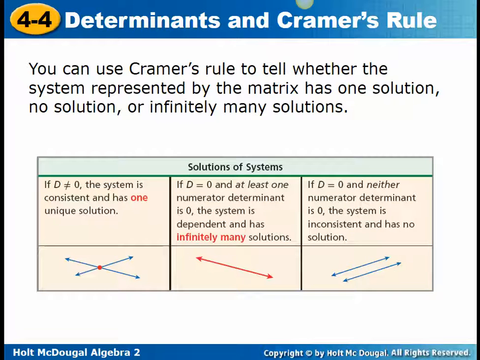Oh, you can also use Cramer's rule to tell whether the system has one solution, no solutions, or infinitely many. So as long as D, our determinant, is not equal to 0, we're going to have one solution. So you continue solving. If you get D equals 0, and at least one numerator determinant is 0, then your system is dependent and has infinitely many solutions. If D equals 0 and neither numerator determinant is 0, the system is inconsistent and has no solutions.